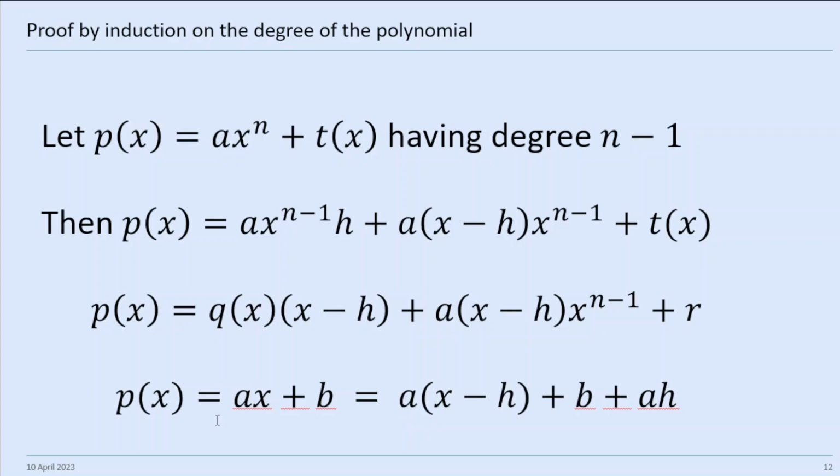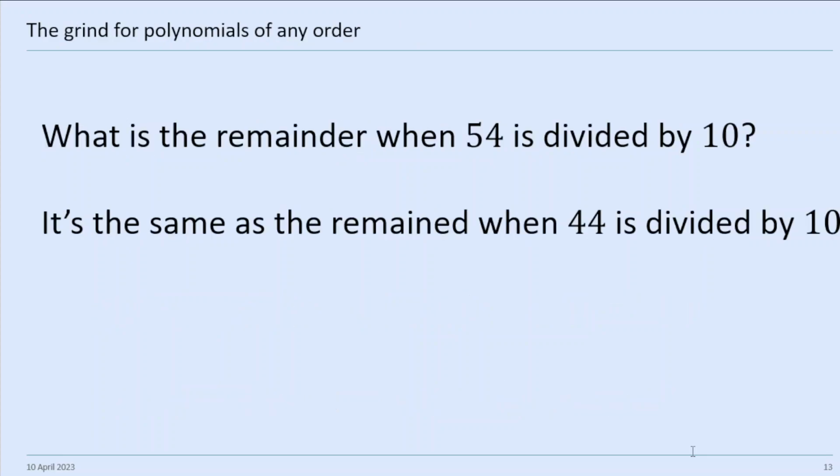So again, if we were to put h in here, we get p of h equals the remainder here, b plus ah, which is what we're looking for. So we've proved it for degree 1, and then we've shown that if we assume it for degree n minus 1, it's true for degree n. So it's true for all integers by induction.